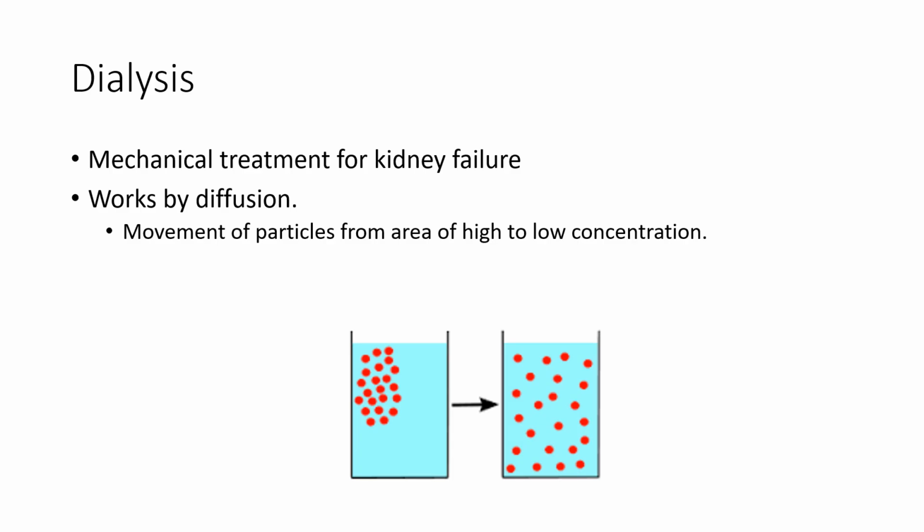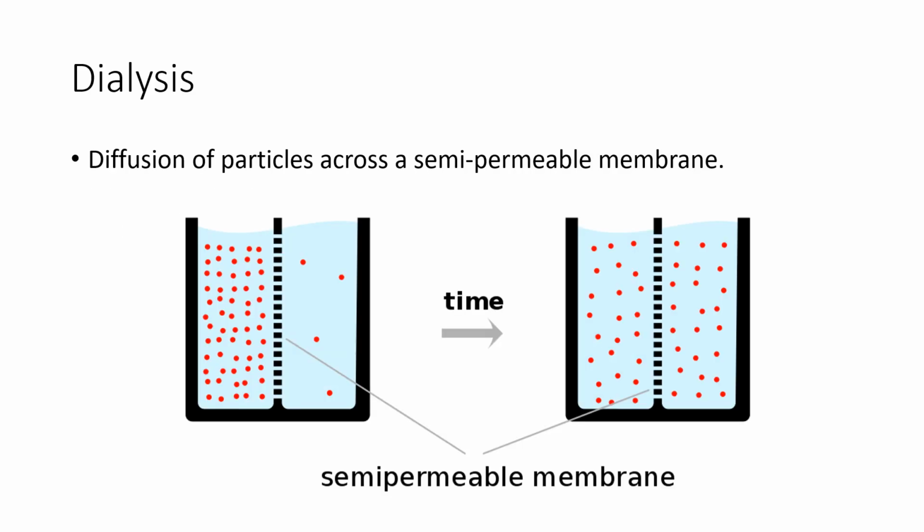In general terms, of course, dialysis is mechanical treatment for kidney failure, but more specifically, it works by diffusion. And diffusion, if you recall, is the movement of particles from an area of high to low concentration. More specifically, dialysis is the diffusion of particles across a semi-permeable membrane, so a membrane that allows certain substances to pass through and not other substances.